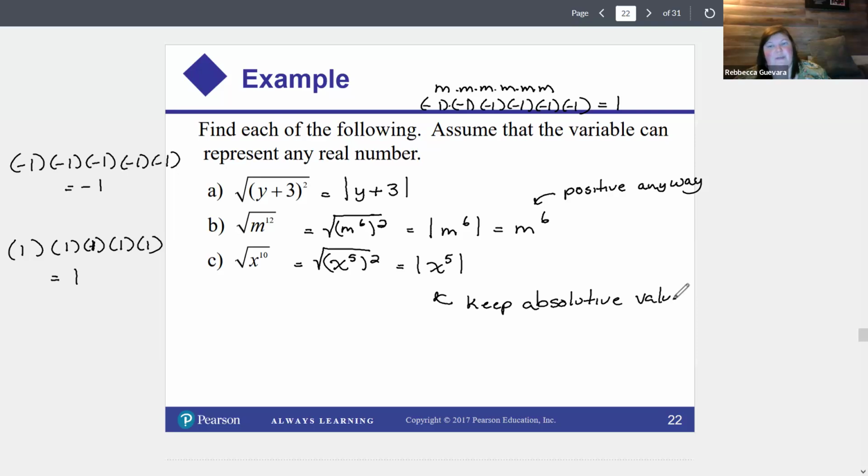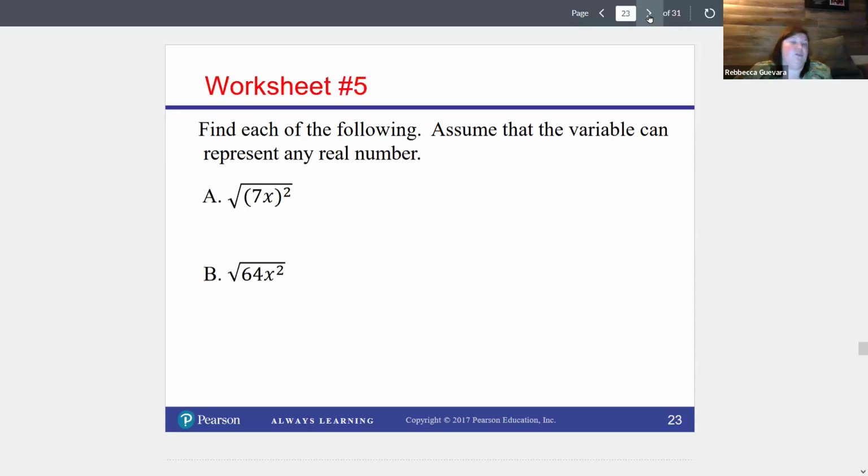And like I said, you're just trying to think about what happens if I have a negative number and I multiply it 6 times. Well, the result would be positive. I don't need that absolute value. Well, if I had a negative number and I multiplied it by itself 5 times, that's going to keep being negative. So I need to keep the absolute value. So take a moment with these ones and decide how we would write them. What is being squared is what's going to keep as an absolute value.